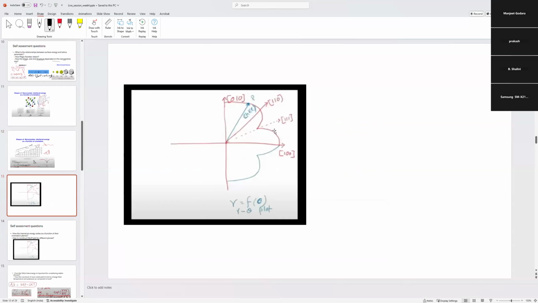And then you had your Wulff diagram. So you have your crystallographic directions. So this is 1 0 0, 0 1 0, and something out of plane will have 0 0 1.